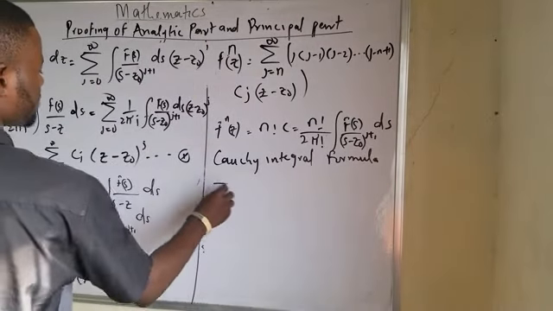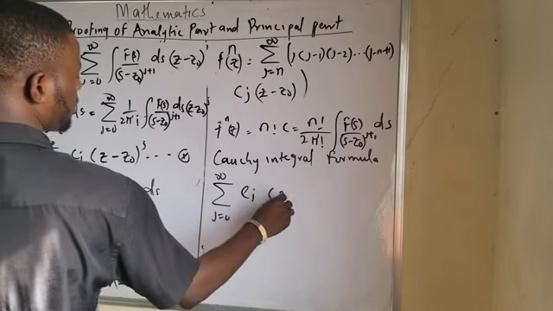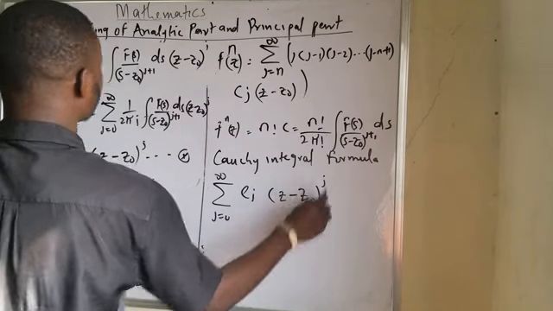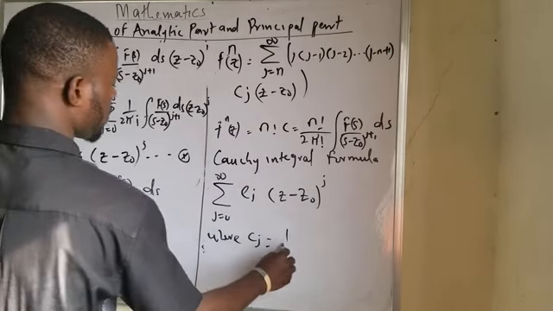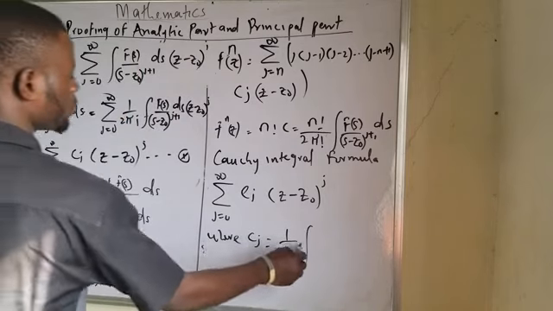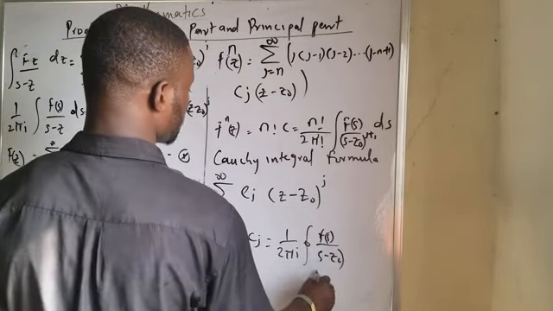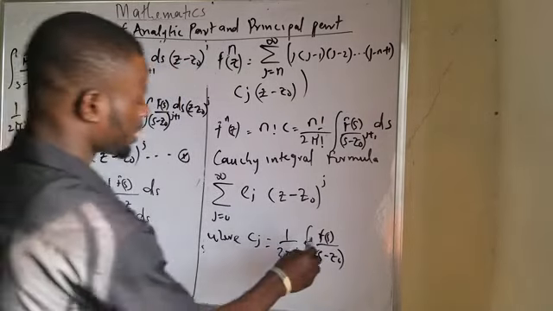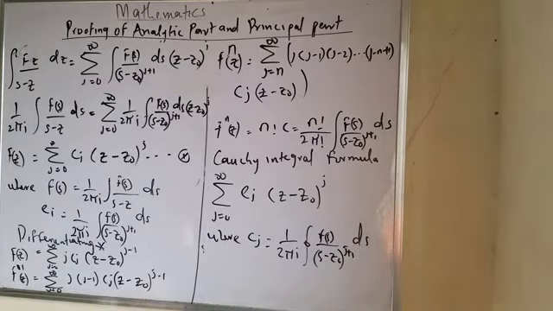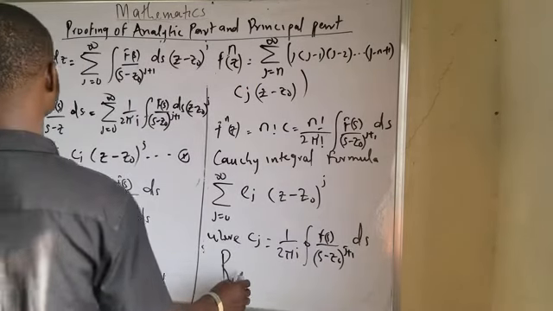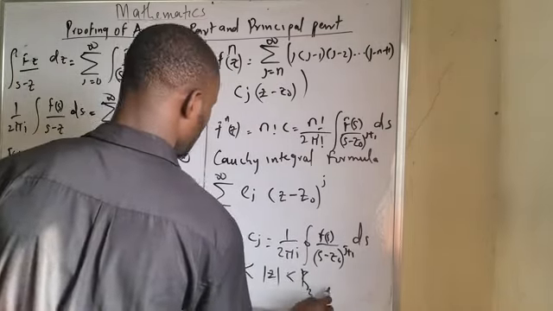With the help of that, it means my c_j (z minus z naught)^j, where my c_j equals 1 over 2 pi i, the integral over the contour of f of z divided by (x minus z)^(j plus 1) dz, where R1 is less than the absolute value of z minus z naught, less than R2.